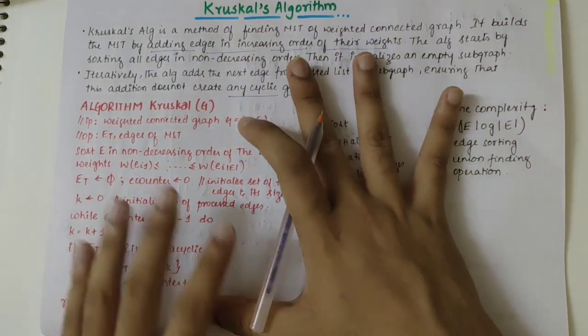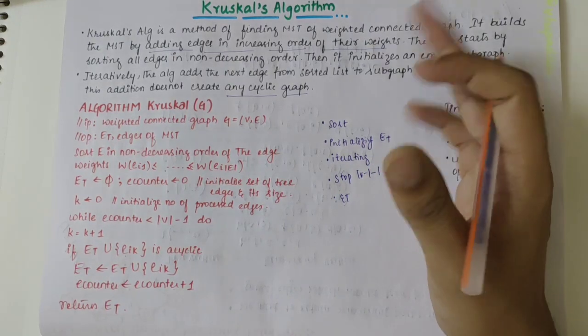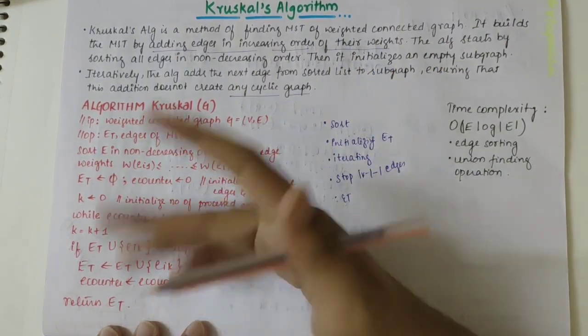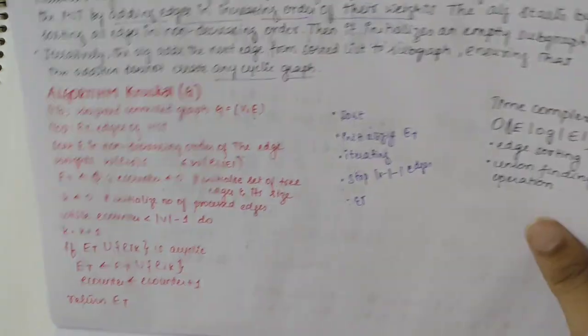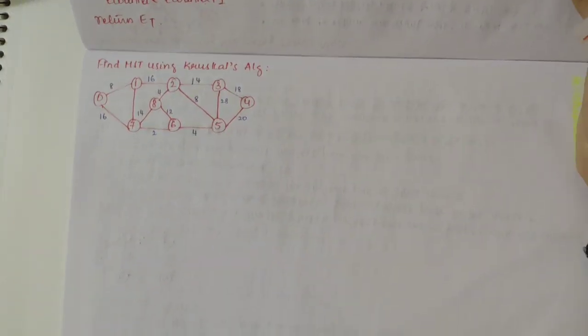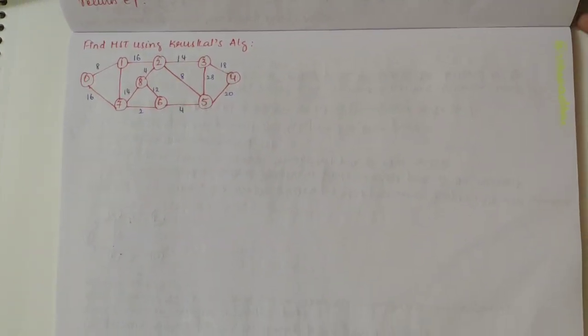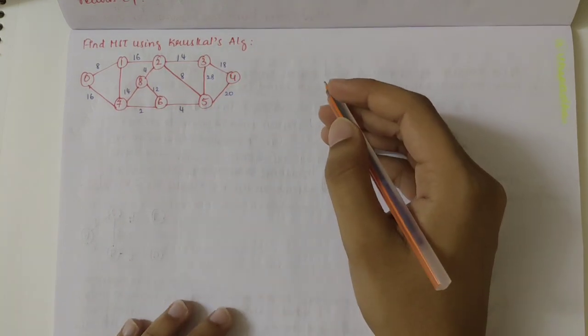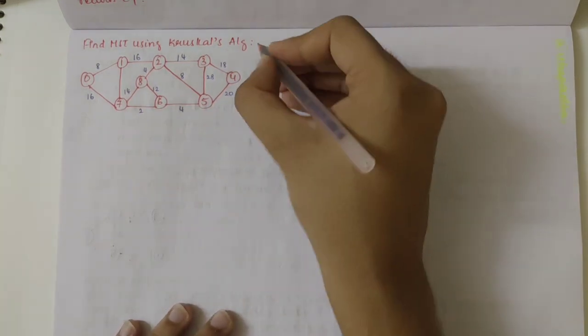In the exam, they'll give you a problem to solve along with an algorithm. So the algorithm is pretty small and pretty easy to understand. Let's look into the problem now. We have: find the minimum spanning tree using Kruskal's algorithm. The question is pretty straightforward. So our first step is to identify all edges in increasing order of their weights.